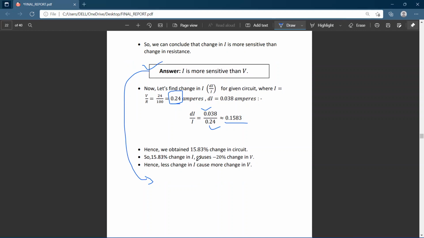A 15.38 change in I causes a minus 20% change in V. This means small changes in I cause larger changes in V, so we can clearly see that I is more sensitive than V. So this part will be here. Sorry for the alignment changes due to PDF conversion.